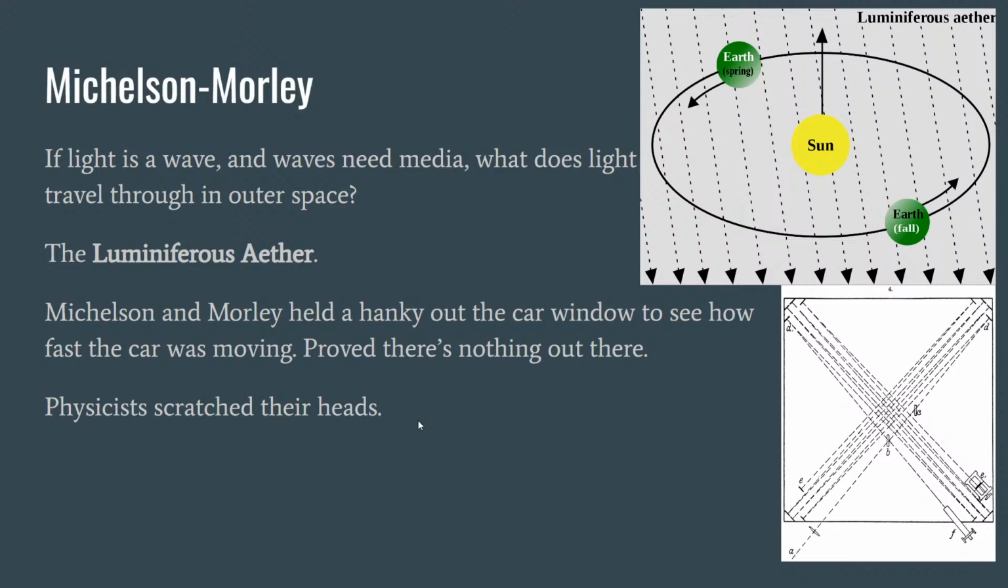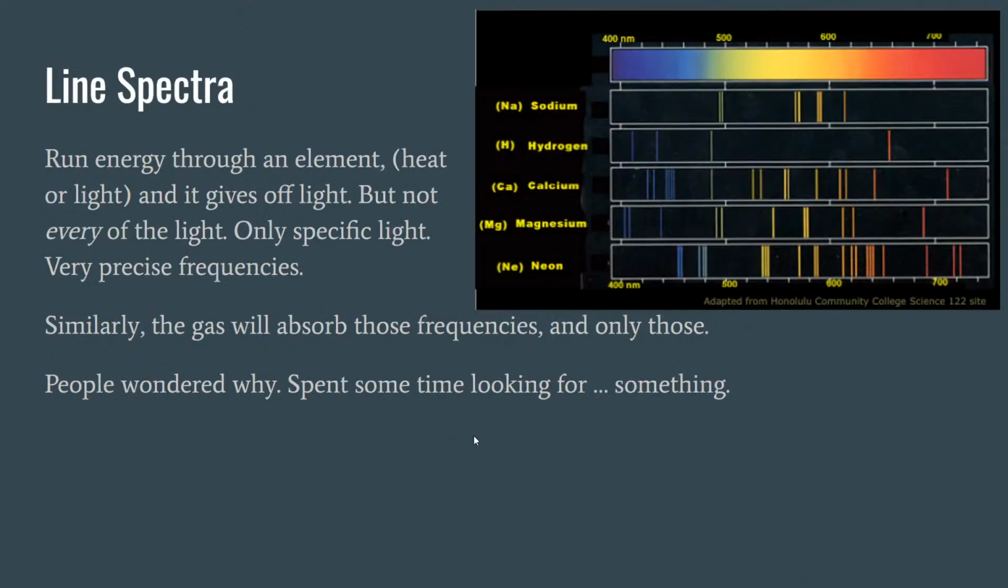So light is very, very different from other kinds of waves. It does not need a medium. There is no ocean for light. There is no air for the light waves, okay, in outer space. Now, the next thing, before we talk about Rydberg, let's talk about line spectra.